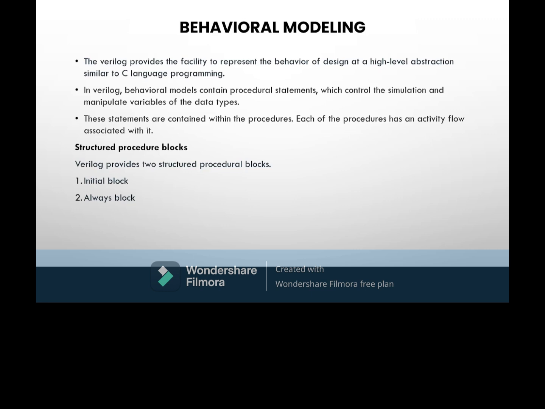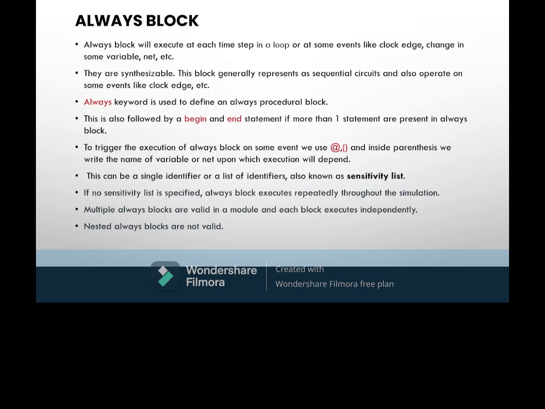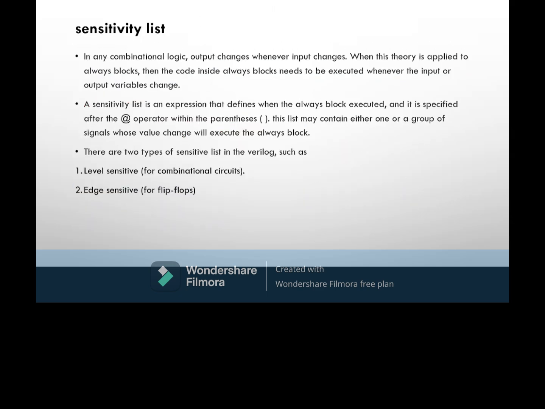The basic things in behavioral modeling are nothing but initial and always blocks. We have also discussed these initial and always blocks, along with how we are going to design a clock. And one of the most important things is that one of the major differences between initial and always block is that initial is non synthesizable, whereas always block is synthesizable. Also, initial is executed only once, but always will be executed many number of times. There are many other differences, which I have already explained.